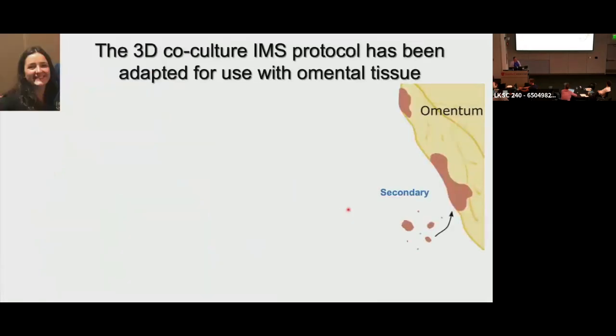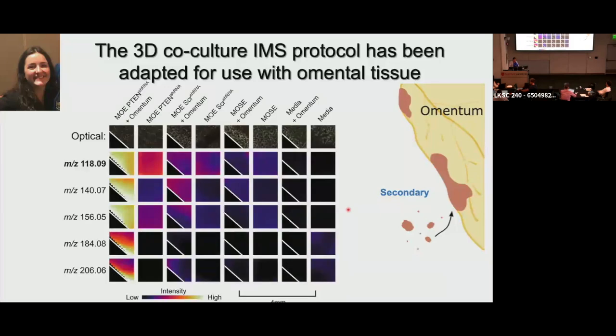And as I mentioned earlier, I also have a student that recently graduated that was working on what happens with the omentum. So the ovaries were all fun and great, but I think omentum represents something that's really common in other forms of cancer as well. So we wanted to know, could we adapt this system to study omental tissue? The answer was yes.